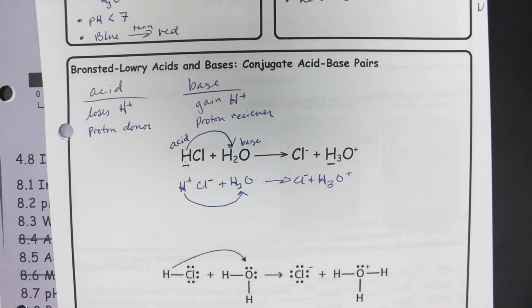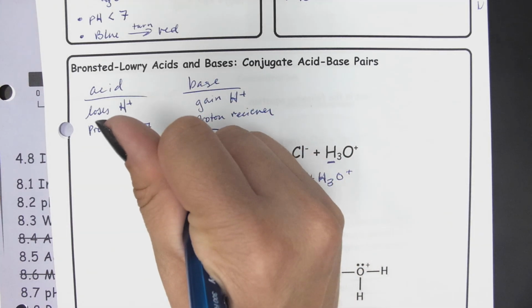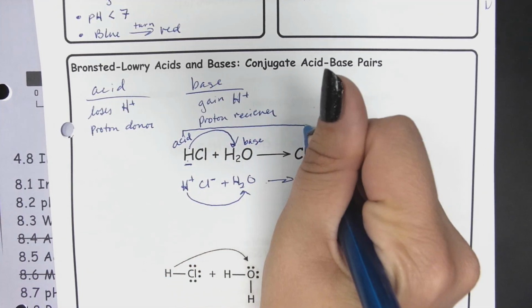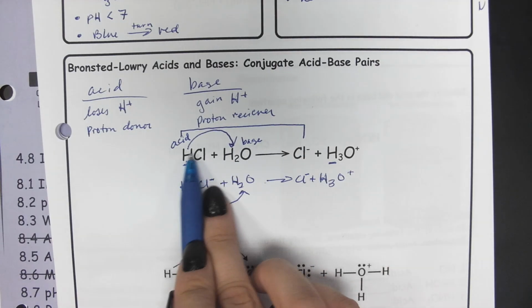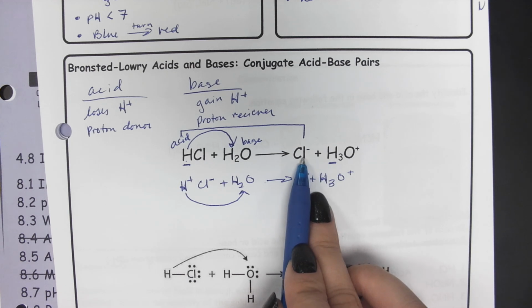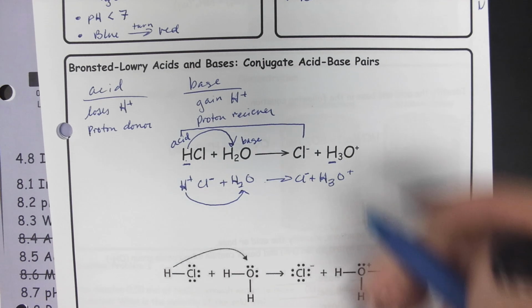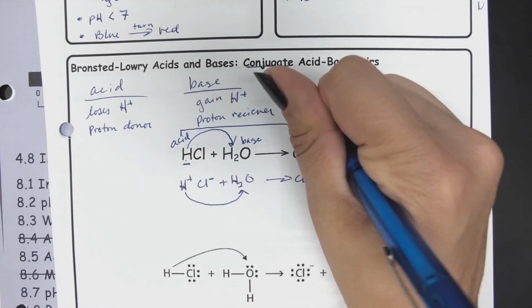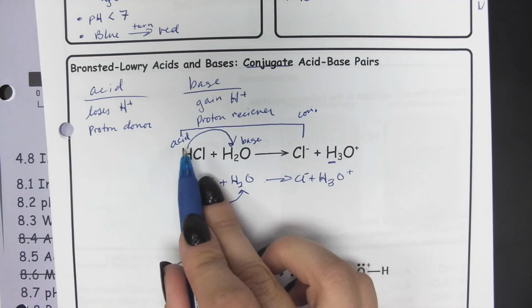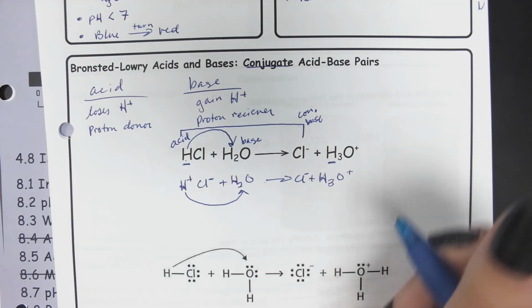With Bronsted-Lowry acids and bases, they turn into something. It starts as an acid, and then notice that this acid turns into Cl-, right? HCl loses the hydrogen and becomes a Cl-. And what the item turns into is the conjugate. There's the word conjugate. But it's the opposite. So if this is an acid, it turns into the conjugate base.